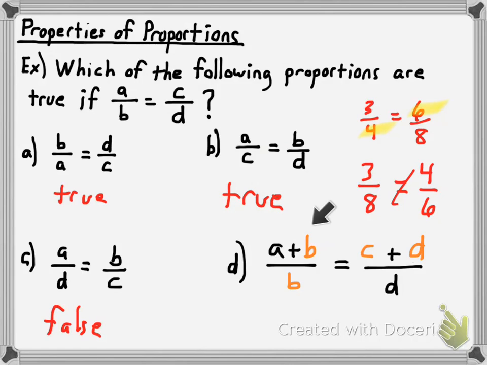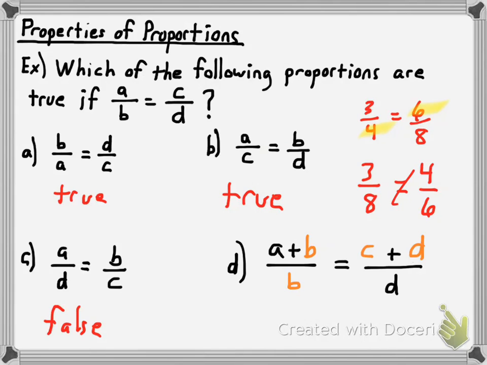What I did was I just basically took the denominator of each ratio, the B and the D, and I added them with the numerators. So I did A plus B, but I kept the denominator the same, over B. C plus D over D. All right, you see that? Now let me show you that that actually works to make a valid proportion.